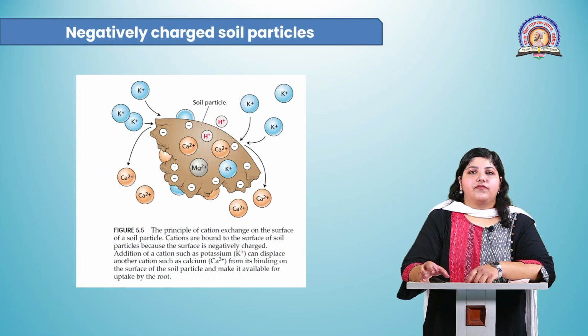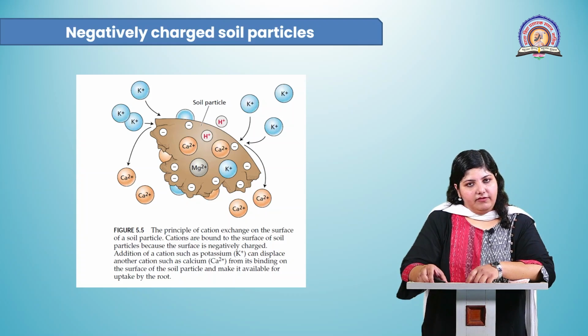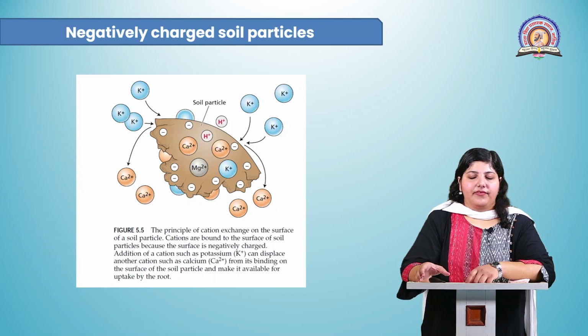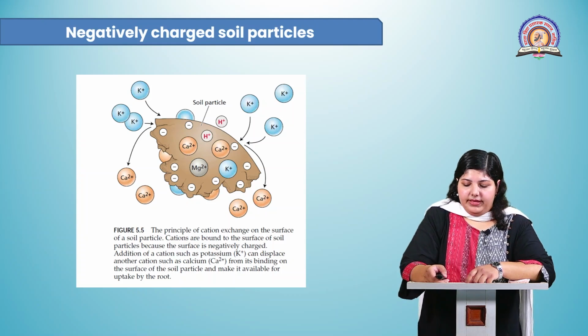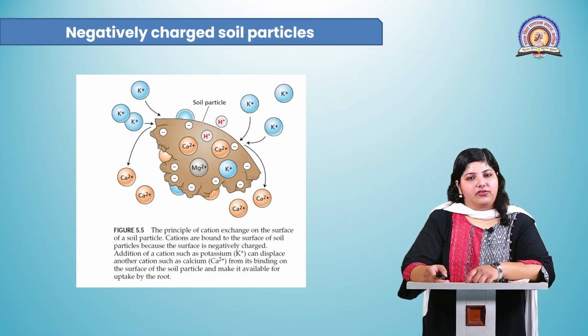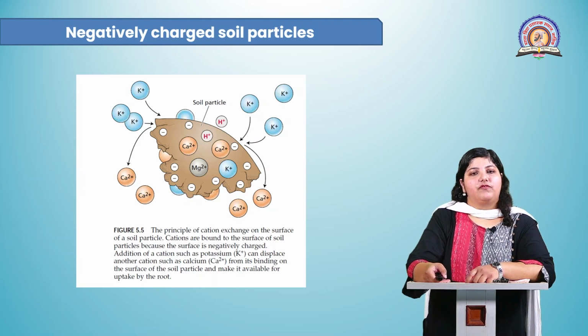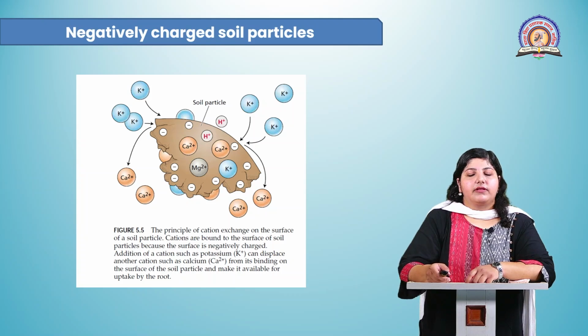Now, in case of negatively charged particles which might be required by the plants, for example, carbonates or nitrates, those negatively charged particles will be dissolved in the soil solution, and through that soil solution, they will be made available to the plants. So in this way, the negatively charged soil particles are very useful for the plant, and they make different types of elements or minerals available to the plants.